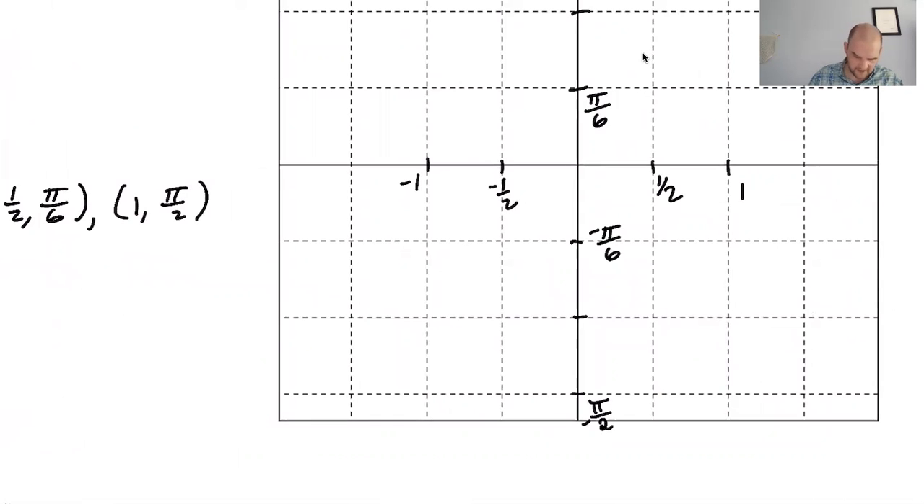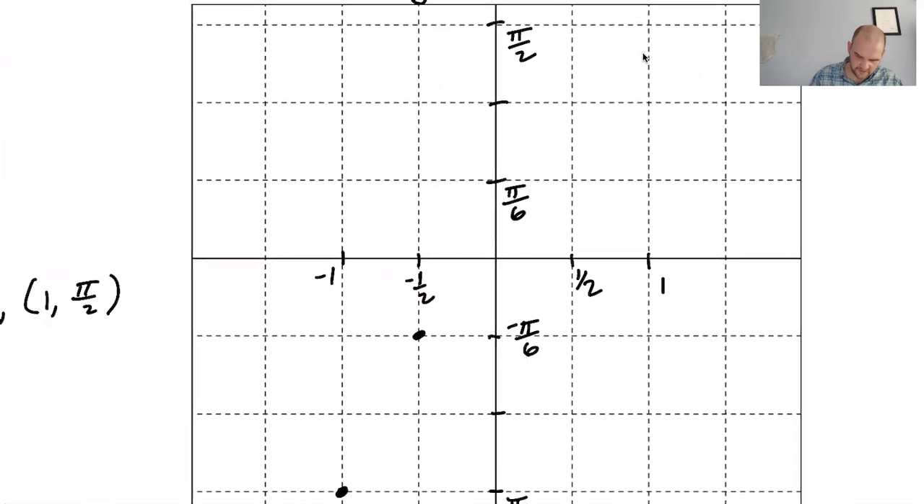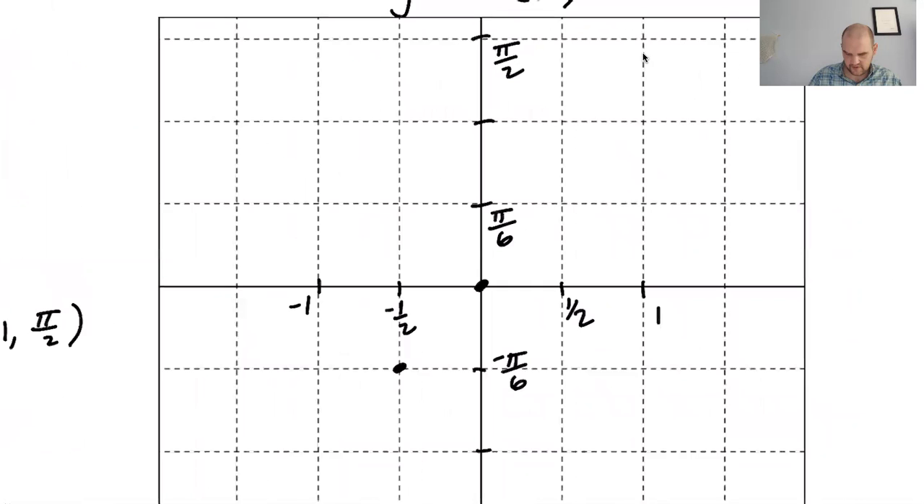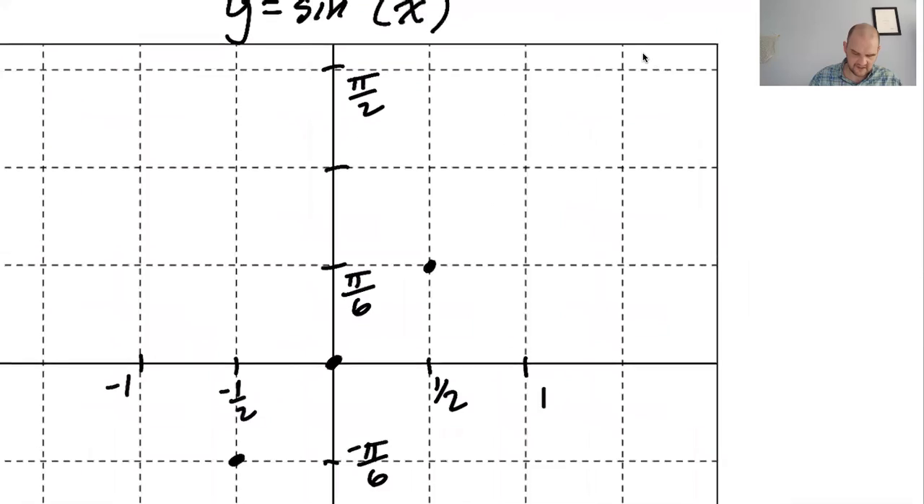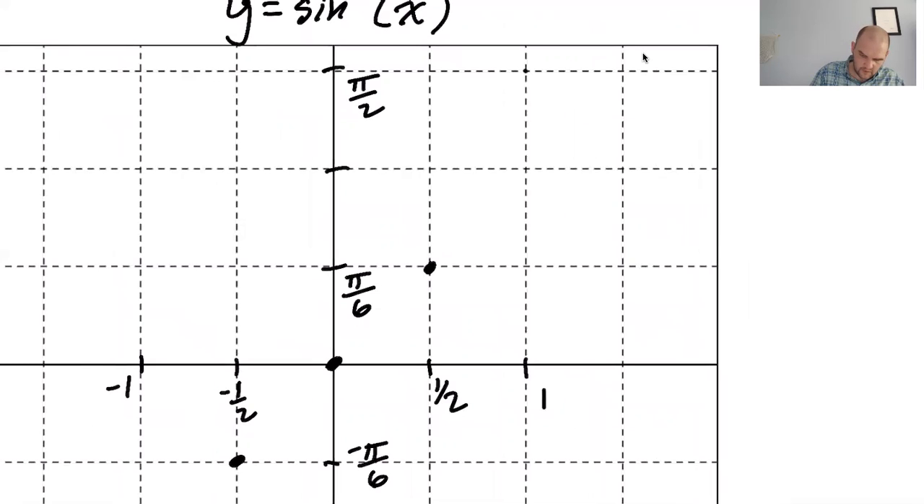Negative 1, negative pi over 2. The inverse sine of negative 1 is negative pi over 2. Negative 1/2, negative pi over 6. The inverse sine of negative 1/2 is negative pi over 6. 0, 0, best point ever. Inverse sine of 0 is 0. 1/2, pi over 6. The inverse sine of 1/2 is pi over 6. And then 1 comma pi over 2. The inverse sine of 1 is pi over 2.